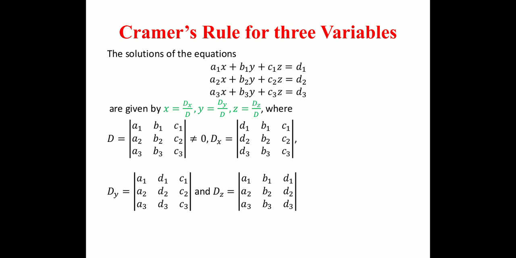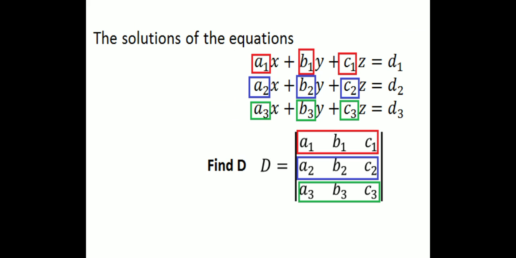dx is equal to the determinant of d1 b1 c1, d2 b2 c2, d3 b3 c3. dy is equal to the determinant of a1 d1 c1, a2 d2 c2, a3 d3 c3, and dz is equal to the determinant of a1 b1 d1, a2 b2 d2, a3 b3 d3.